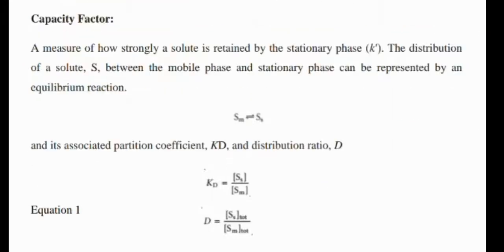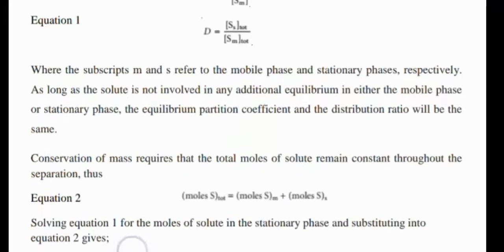Further, we have the capacity factor, a measure of how strongly a solute is retained by the stationary phase. The distribution of a solute between the mobile phase and the stationary phase can be represented by the equilibrium reaction. This is equation 1. Kd is equal to Ss over Sm, and D is equal to Ss over Sm.